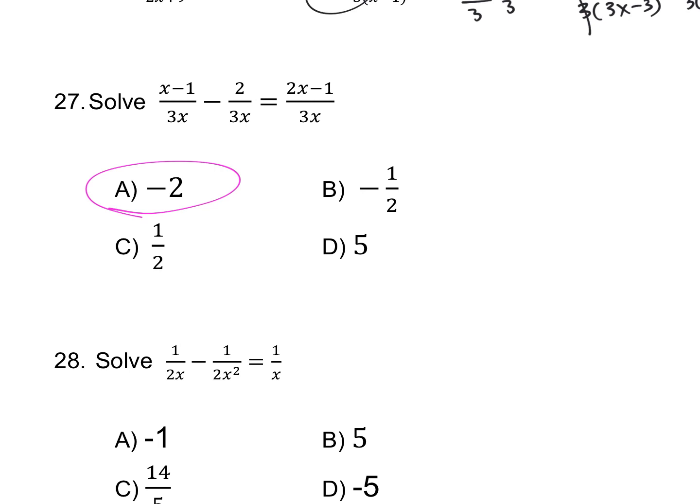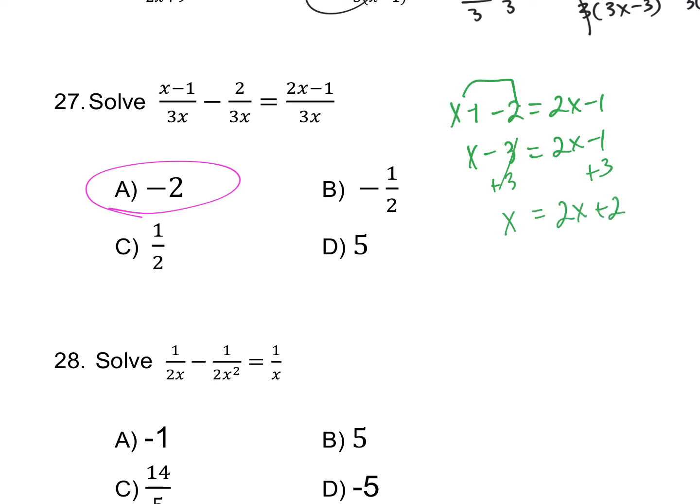So what that would look like is x minus 1 minus 2 equals 2x minus 1. Since the denominators are all the same, we can just make the numerators equal. So that would be x minus 3 equals 2x minus 1. I just combined these like terms. Then I can add 3 to both sides. So that gives me x is equal to 2x plus 2, minus 2x from both sides. So I get negative x is equal to positive 2, divided by a negative 1.